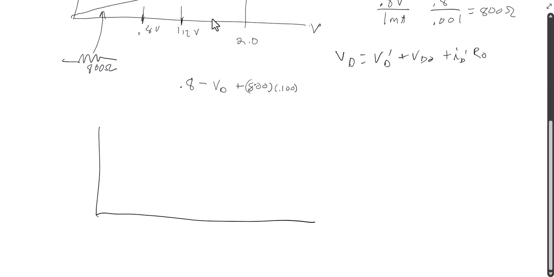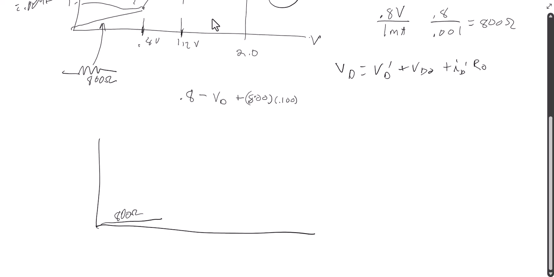So this part is just going to be a resistance, and you find that by taking the voltage over the current.